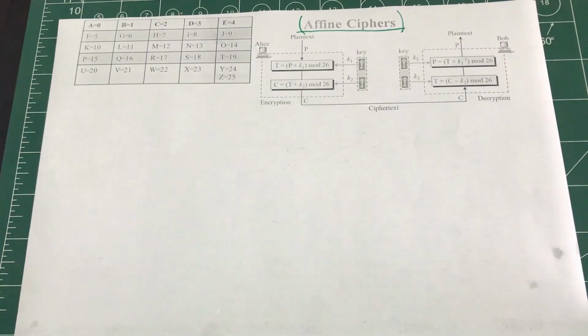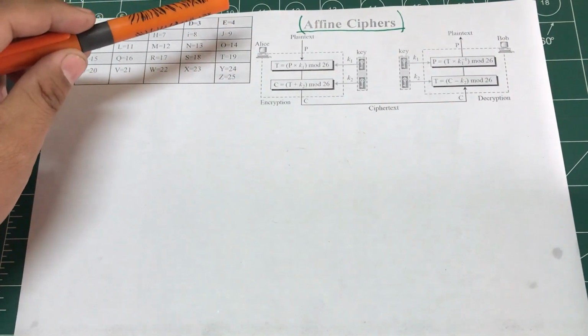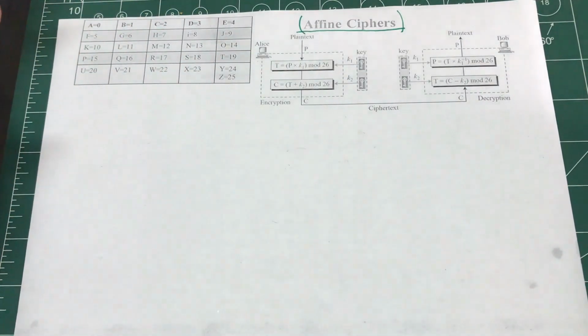So last time we looked at additive cipher and multiplicative cipher, and now we're going to look at something called affine cipher. This particular affine cipher combines multiplicative properties and, at the same time, additive properties as well.